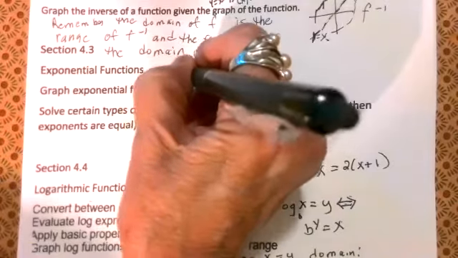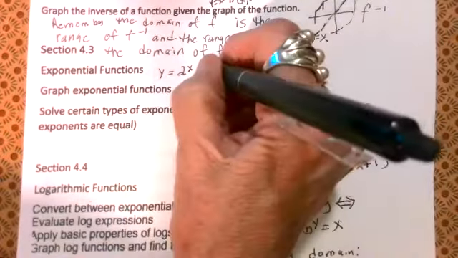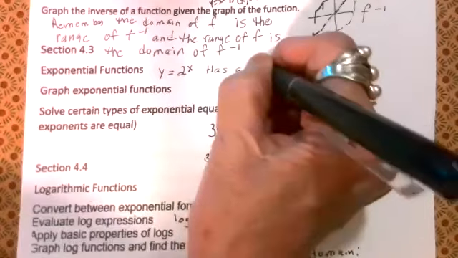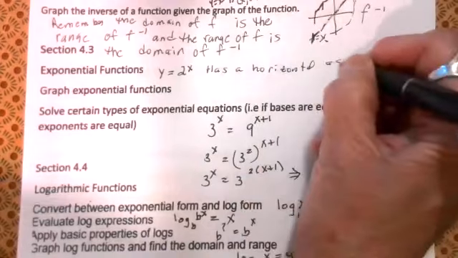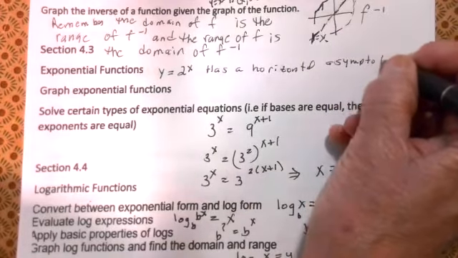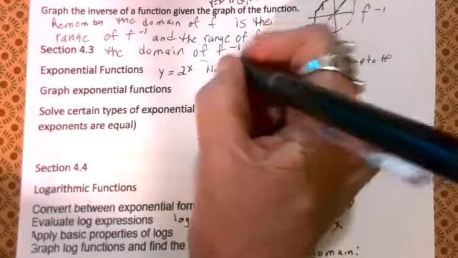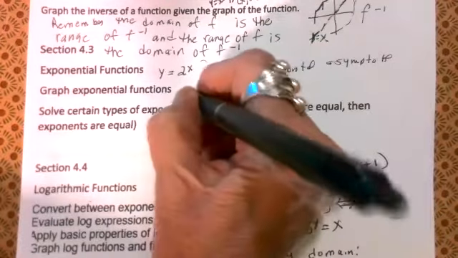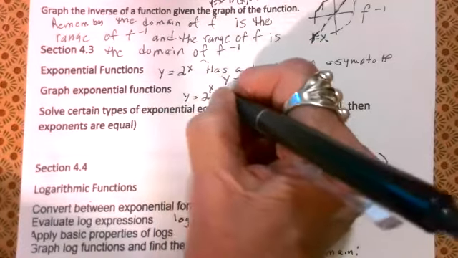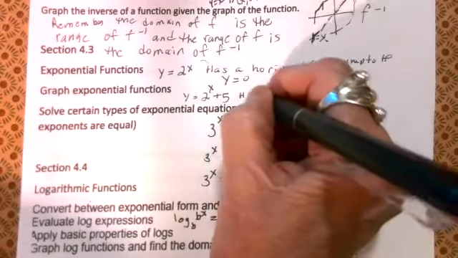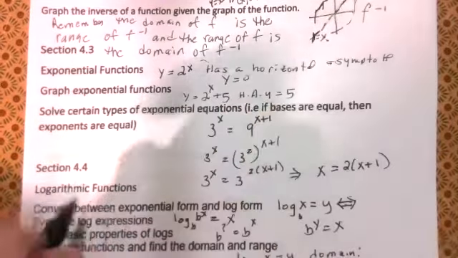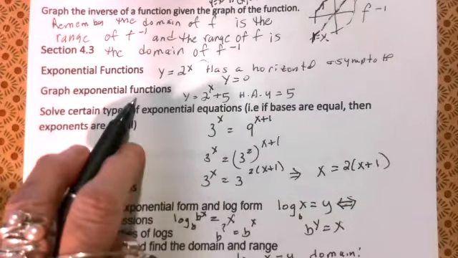Exponential functions, like for instance, y equals 2 to the x, will have a horizontal asymptote. And normally it's going to be y equals 0. If it was this function, it would just be y equals 0. But if it's y equals 2 to the x plus 5, where the 5 is added to the 2 to the x, the horizontal asymptote would be y equals 5. So anyways, they do have a horizontal asymptote.